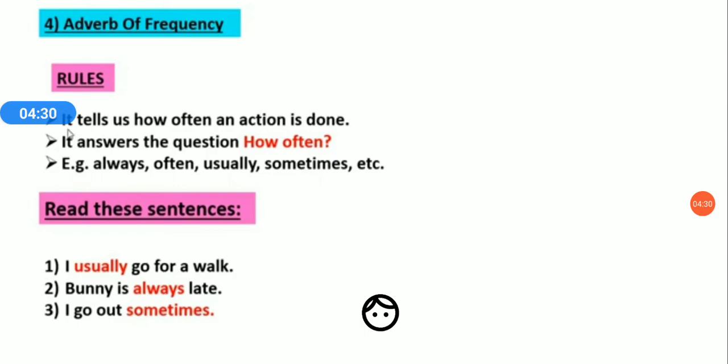I hope you have understood these 4 types of adverbs, children. Write all the rules with examples in your notebook in neat and clean handwriting.